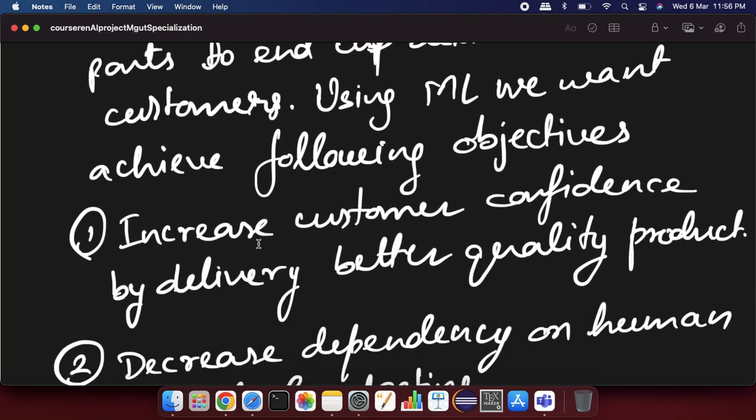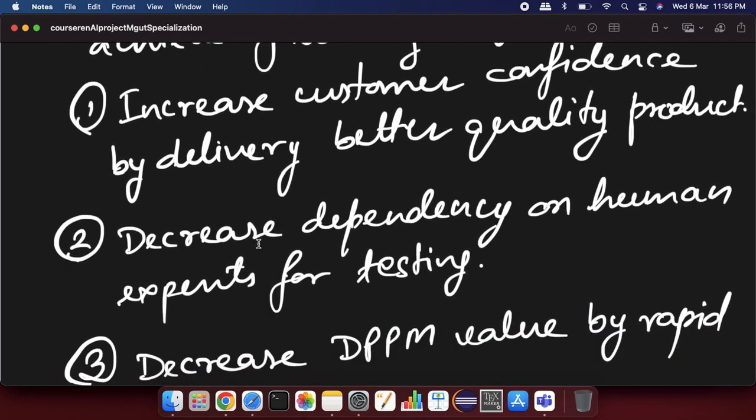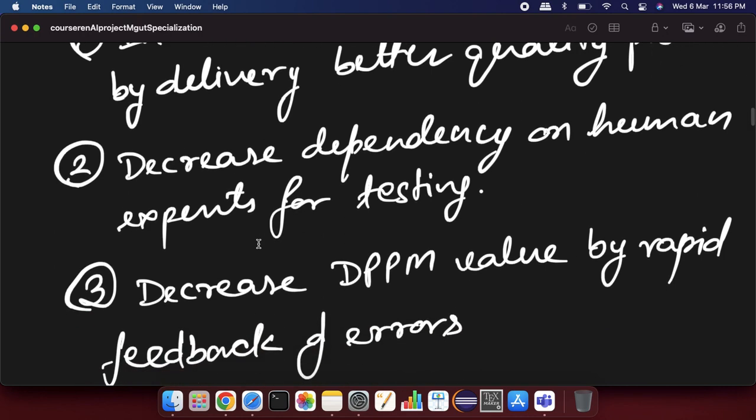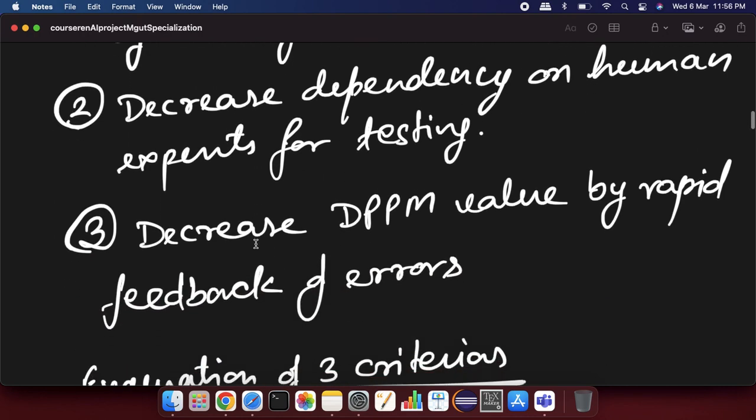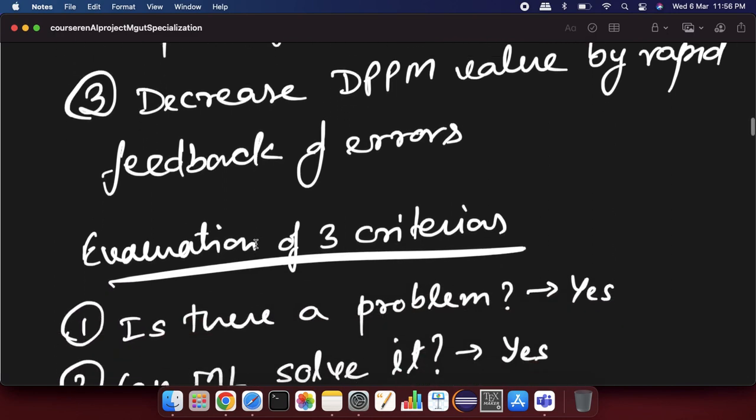Human evaluation, though, is prone to errors, and hence sometimes defective parts end up delivered to customers. Using ML, we want to achieve the following objectives. First, increase customer confidence by delivering better quality products. Second, decrease dependency on human experts for testing. Third, decrease DPPM value by rapid feedback of errors.